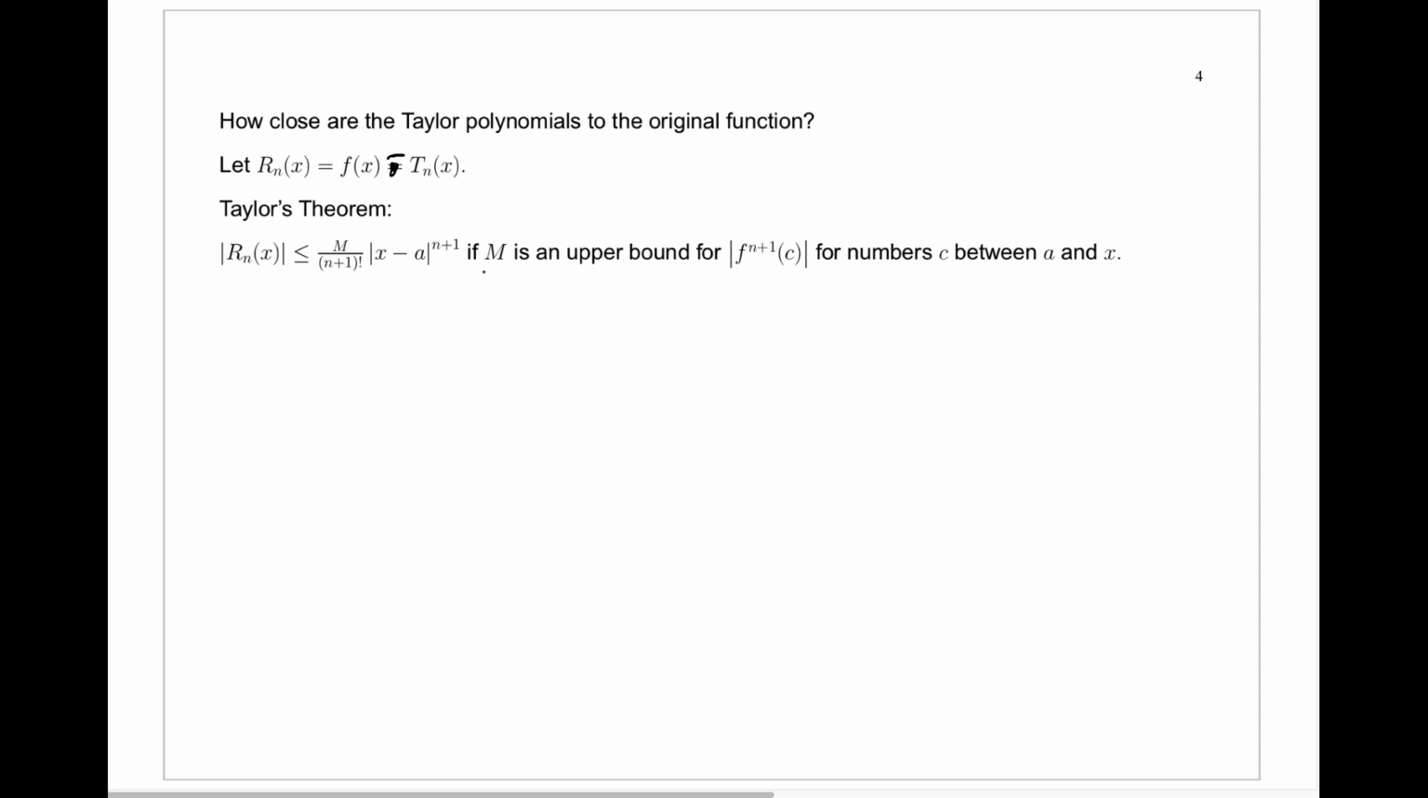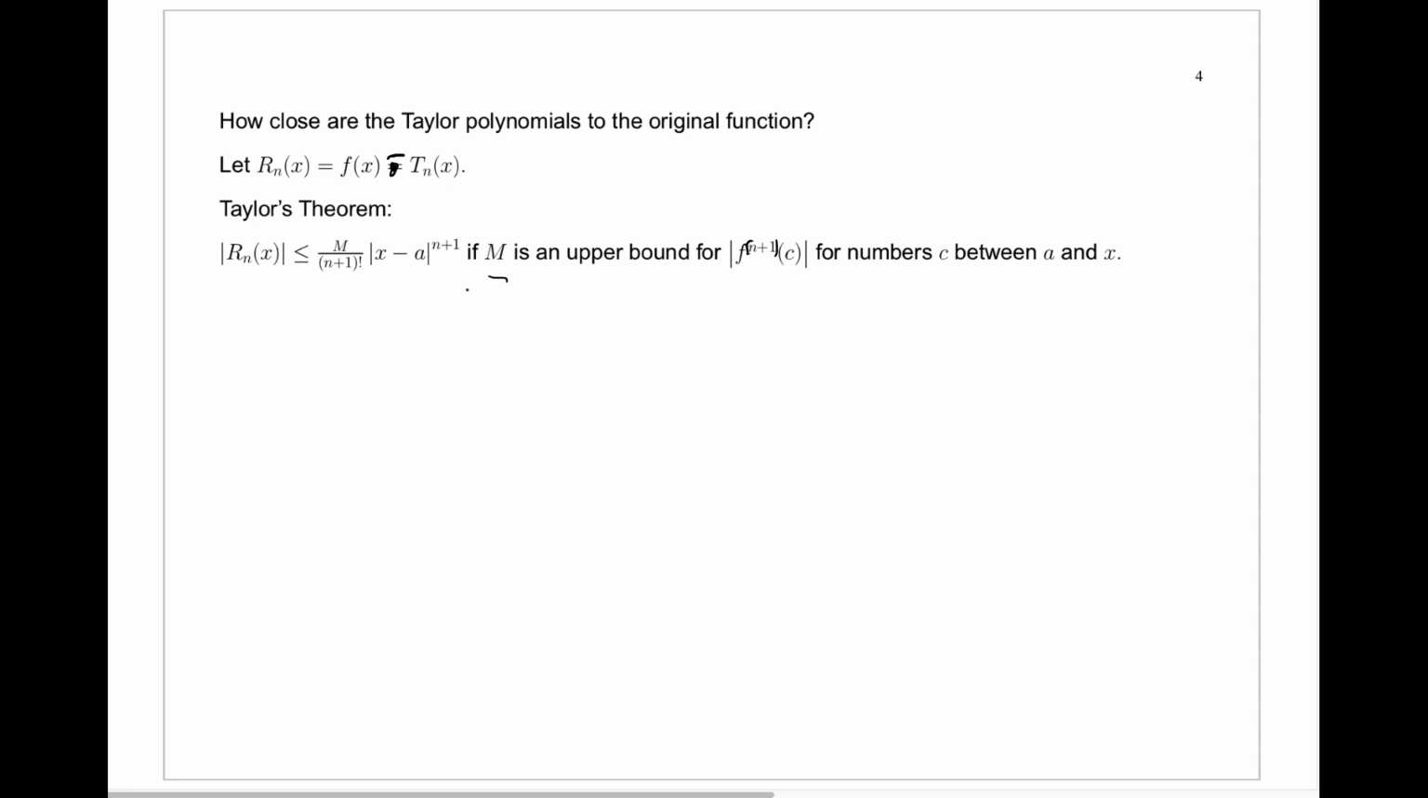Here, m is just some constant, which is an upper bound for the n plus first derivative. Make sure that that's the n plus first derivative of f, not the n plus first power of f. The n plus first derivative of f at some number c, where c is between a and x. In other words, you can choose for m the largest value of this n plus first derivative on this interval between a and x. And remember, we need the absolute value of this.